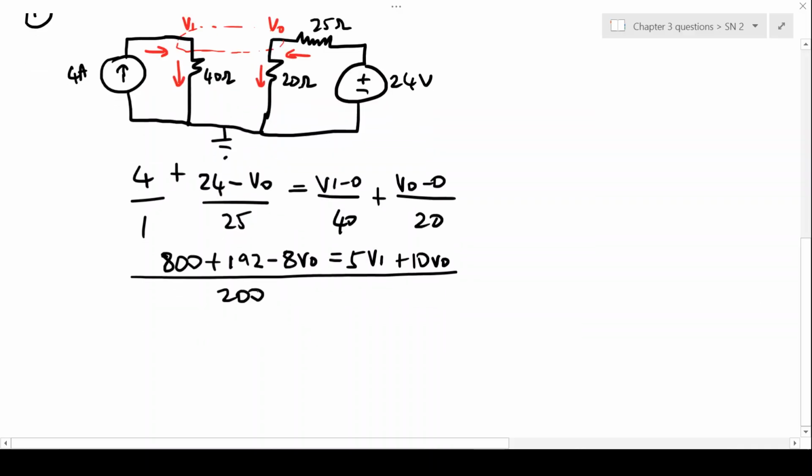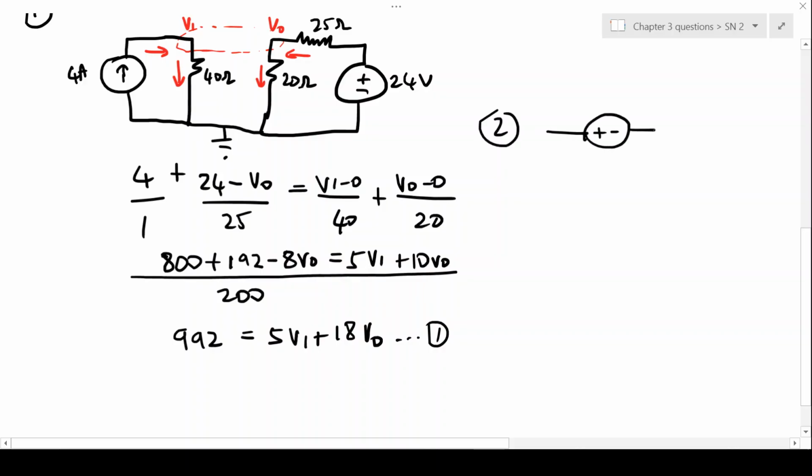And if we simplify this equation, 800 plus 192 is going to give us 992, and that will equal 5 V1, and then we've got 10 V0 and 8 V0, so it will be plus 18 V0, and that's our first equation.